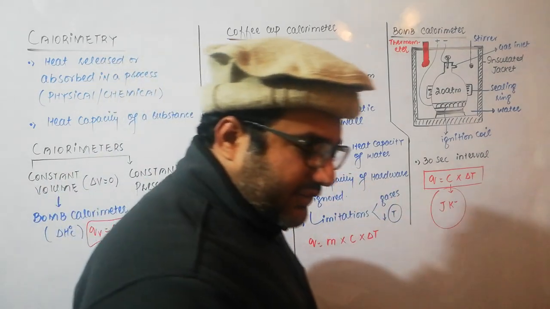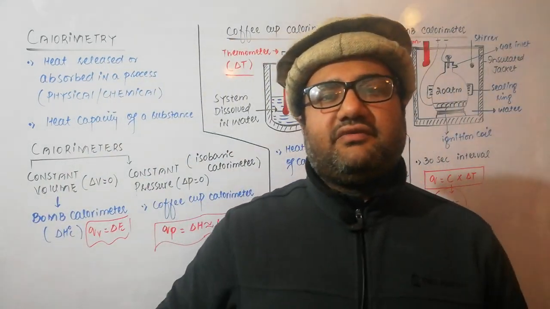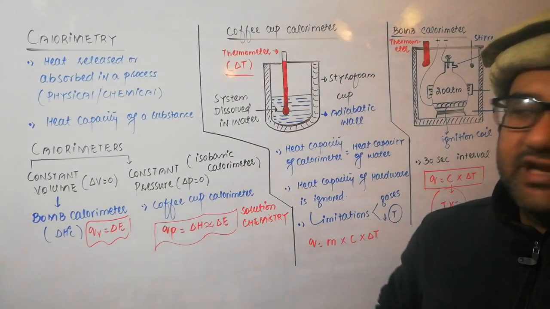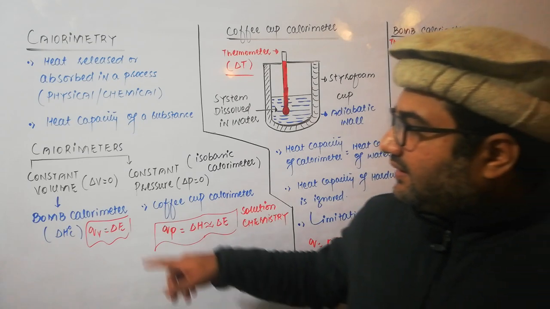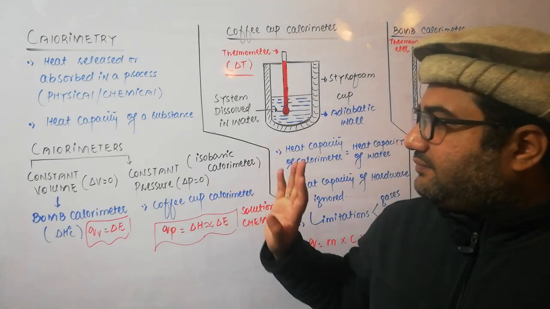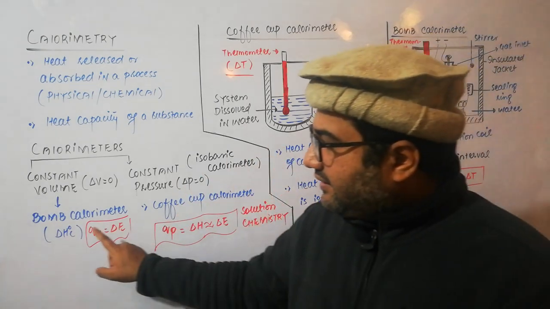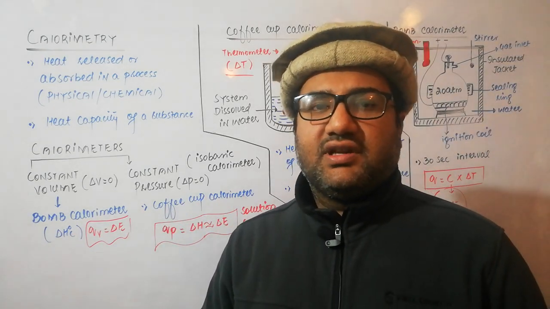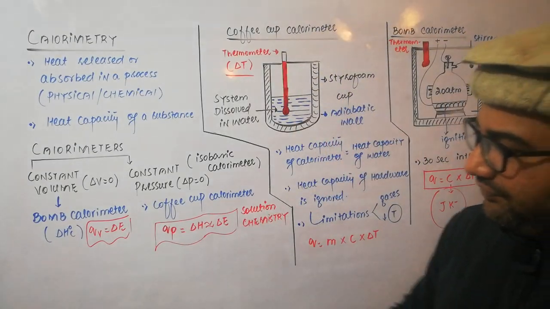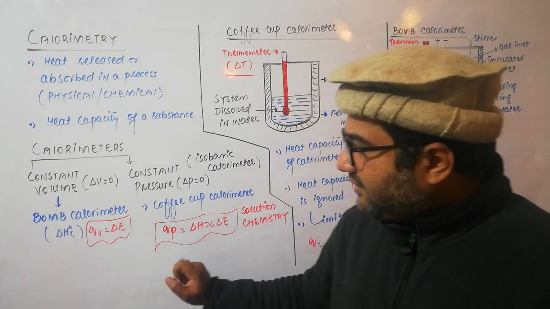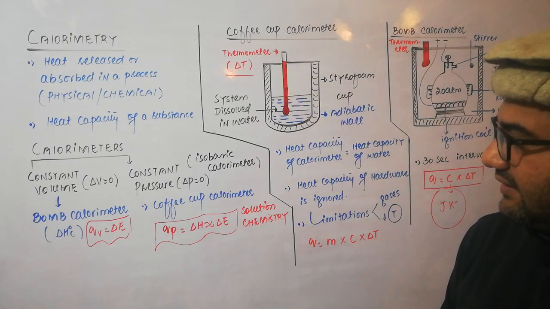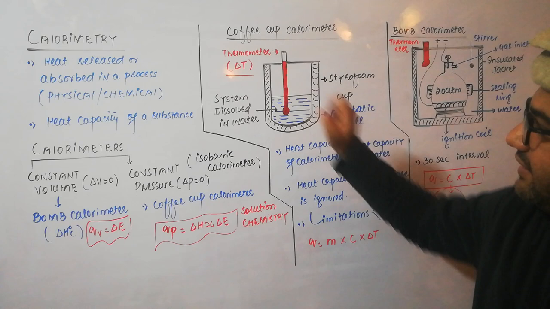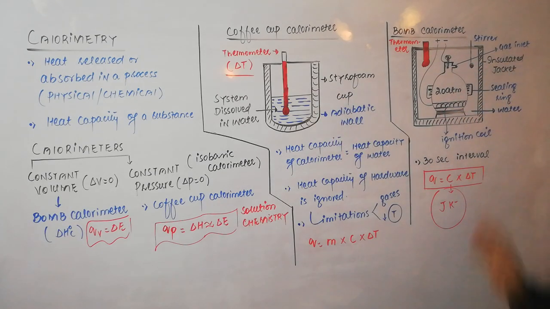Now let us compare the bomb calorimeter and the coffee cup calorimeter. If the difference is the question in the exams, then what will be the difference between these two? The bomb is a constant volume calorimeter, the coffee cup is a constant pressure calorimeter, first difference. Second, the bomb is used to find the enthalpy of combustion, while the coffee cup is used to find the enthalpy of neutralization or solution, involving solution chemistry. Third, here QV is equal to the change in internal energy, while here QP is equal to the change in enthalpy. Fourth, the coffee cup is made of styrofoam, polystyrene, while the bomb is made of steel.